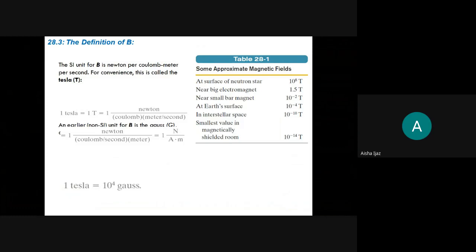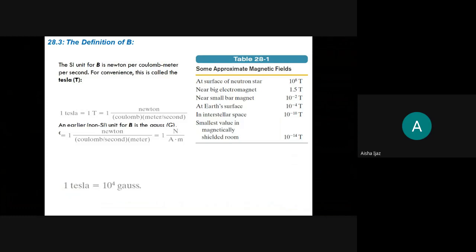magnetic field. At the Earth's surface, it is very small, 10 raised to the power minus 4 Tesla. But on the astronomical scale, at the surface of a neutron star, the values are very high, 10 to the power 8 and so on. Even in interstellar space, the value is 10 to the power minus 10. The smallest value, in a magnetically shielded room, is 10 to the power minus 14 Tesla. So these are some approximate magnetic field values.